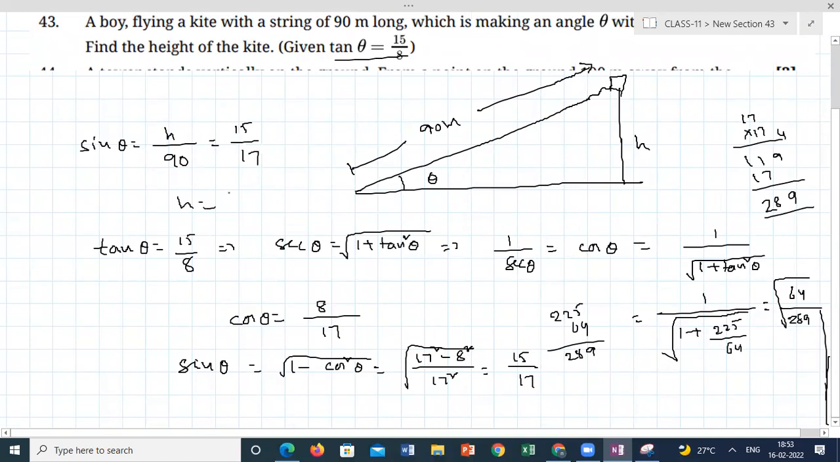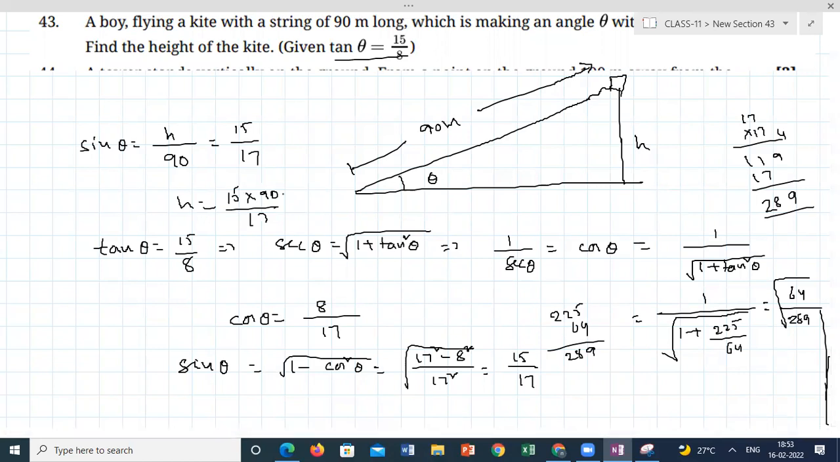So the height of the kite is 15 into 90 divided by 17. Approximately, you can find out the answer or you can keep it in fraction. Is it clear, students? Have I got the answer for this? Guys, is it clear? 15 into 90 by 17. Move to the next question.